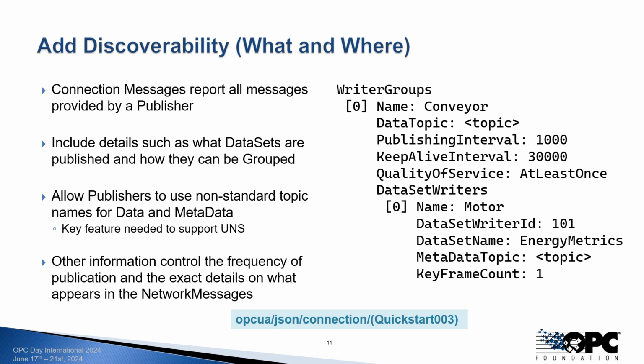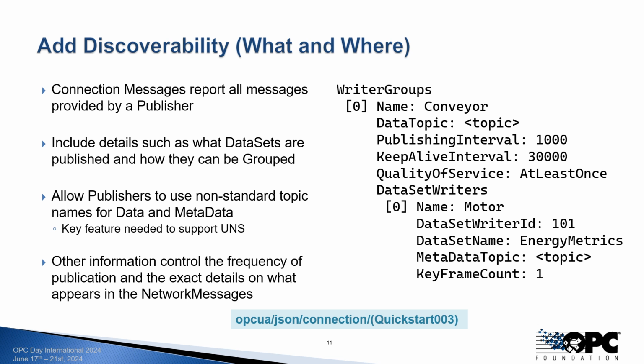You don't want to be tied into some rigid three-level hierarchy, which all of the standard topic names follow in OPC UA Pub Sub. But the connection message allows you to communicate where to go get the data. The connection message itself is always sent to a standard topic. So you always know where to go get the connection message. And from there, it tells you where to go get the data and where to go get the metadata.